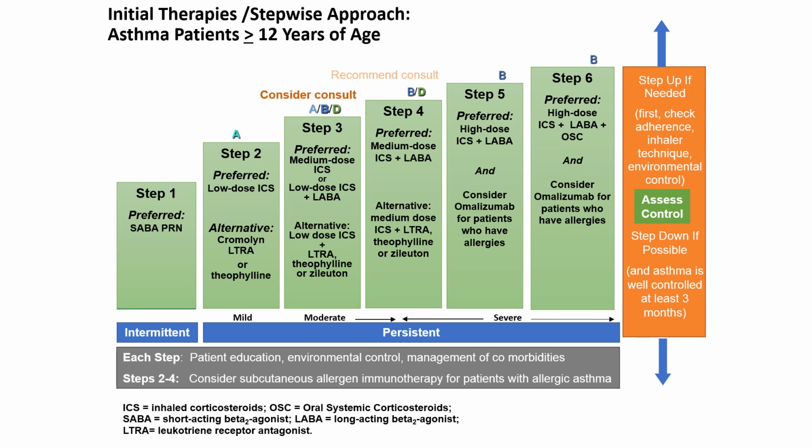The other alternative in this step 3, along with low dose inhaled corticosteroid, rather than going ahead with the long acting beta 2 agonistic agent, you can add leukotriene receptor antagonistic agents, or rarely you can go ahead with theophylline. Then step 4, preferred is the medium dose inhaled corticosteroid along with the long acting beta 2 agonistic.